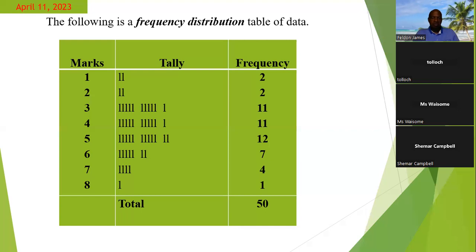Now, tallying is important because it's a way of recording the data, keeping check of the data to see how much of that data occurred. You really want to see or to understand what is happening with this data. You want to get some information from the data.